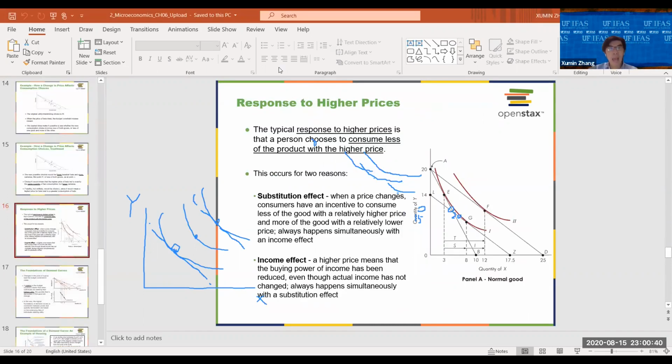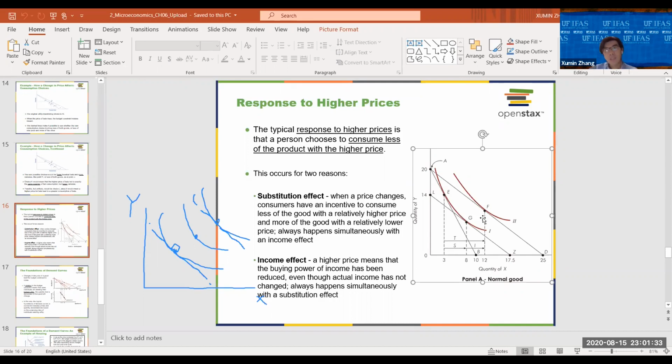If we have a higher price, as we mentioned, if we have a price change, then we are facing two effects, and the two effects actually combine. We start at, let's say, point F. But if we have the price increase, remember the budget constraint is rotated inward, from D to B, from point D to point B.